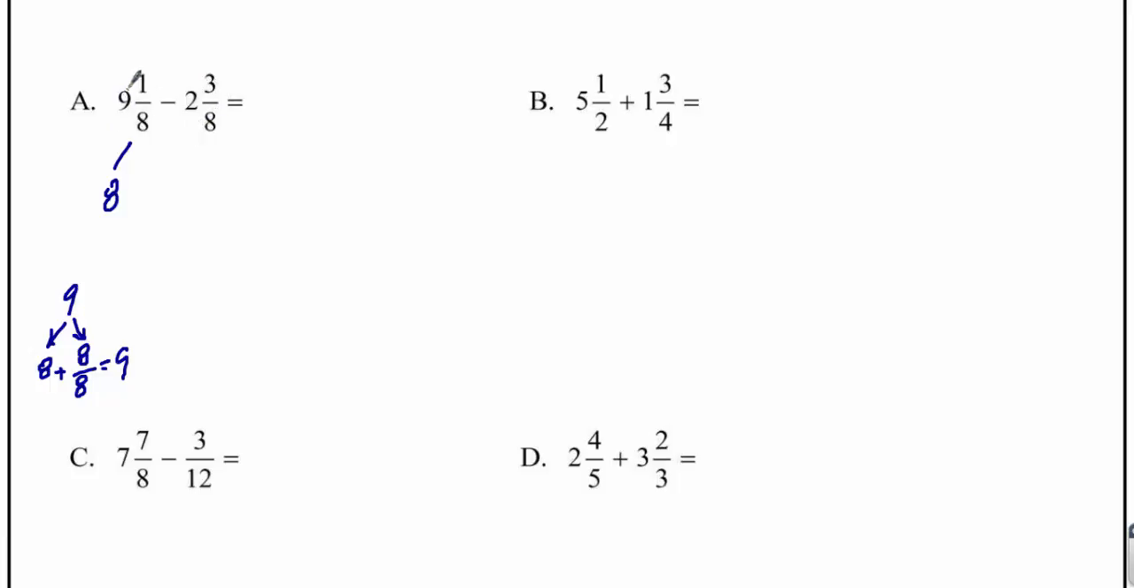So when I take this 9 1/8 and make it into 8 and 8/8 plus the 1/8 that's already there, I'm going to have 8 plus 8/8, that's just the 9, plus 1 more 8th. That gives me 8 and 9/8. And I can subtract 2 and 3/8 from that. Now I've got enough 8s to take away. 8 minus 2 is 6. 9 minus 3 is also 6, so 6/8, which simplifies to 6 and 3/4.